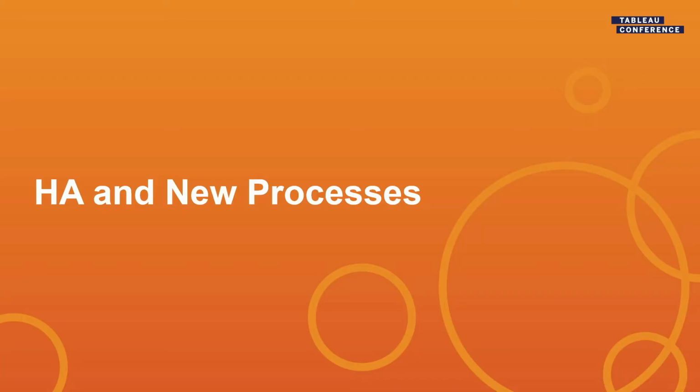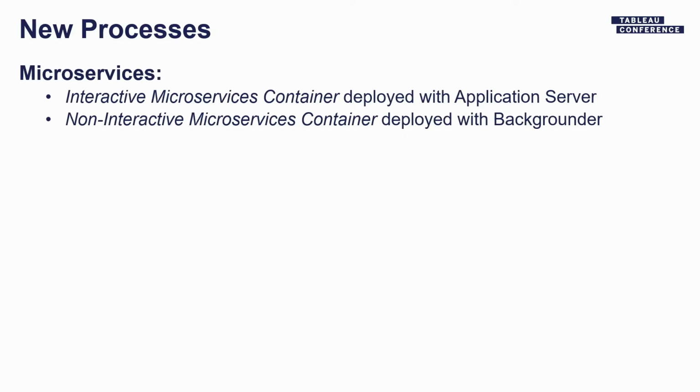We're always adding new features to Tableau Server. And I'd like to just introduce some of those features and also talk about their HA stories. So we've been developing a lot of new services as microservices, and for deployment purposes, we've grouped them into a couple different groups, interactive and non-interactive, and we've put them into containers which get deployed. So the interactive container gets deployed with the application server. The non-interactive container gets deployed with the backgrounder. So their HA story is basically duplicating those across the different machines.